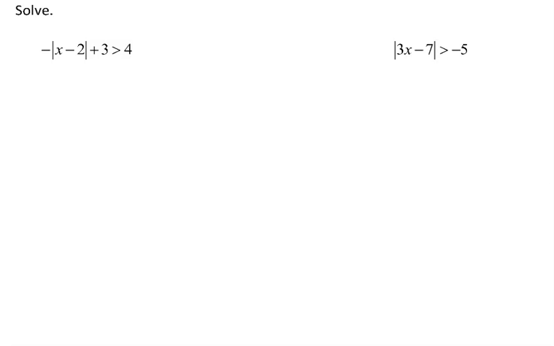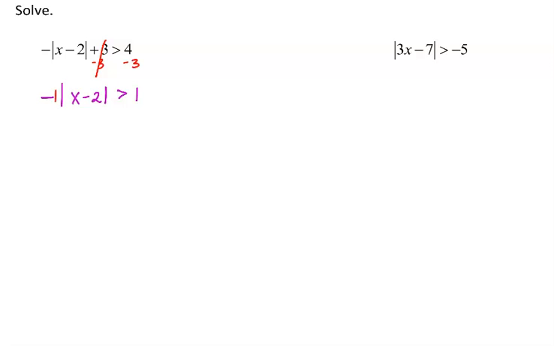Let's look at two examples that cover our special cases when thinking about absolute value inequalities. So on our first example, before we can do anything else, we need to isolate our absolute value. So I'm going to start by subtracting 3 from both sides. So I have the opposite of the absolute value of x minus 2 is greater than 4 minus 3 is 1. And then I still need to get that absolute value by itself.